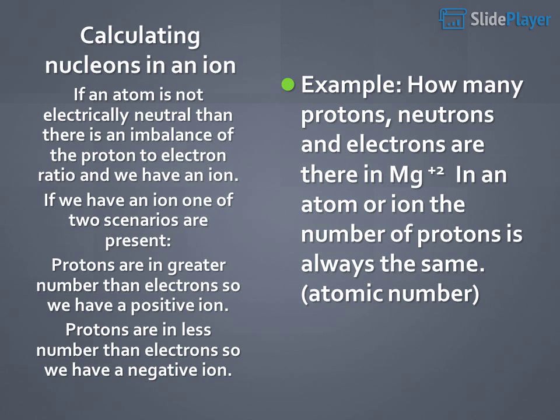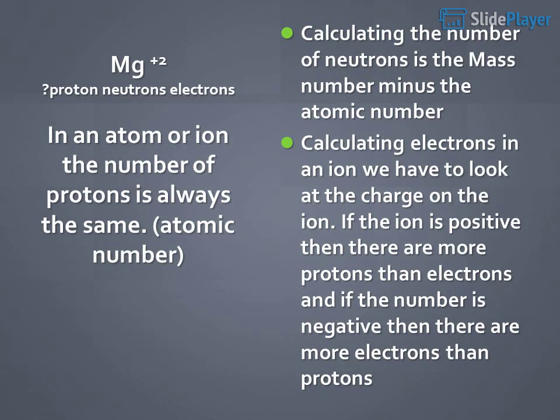If we have an ion, one of two scenarios is present. Protons are in greater number than electrons, so we have a positive ion. Protons are in less number than electrons, so we have a negative ion. Mg 2+: protons, neutrons, electrons. Calculating the number of neutrons is the mass number minus the atomic number. Calculating electrons in an ion, we have to look at the charge on the ion. If the ion is positive, then there are more protons than electrons, and if the charge is negative, then there are more electrons than protons.